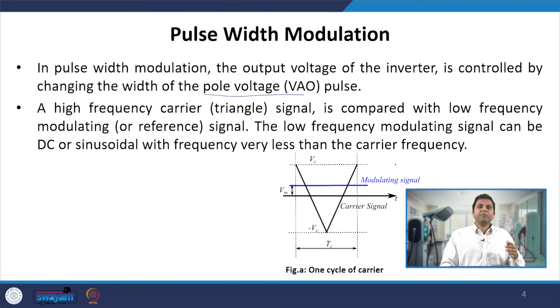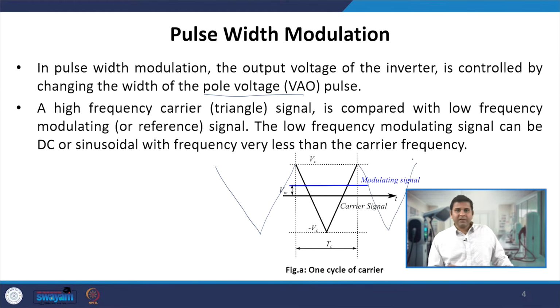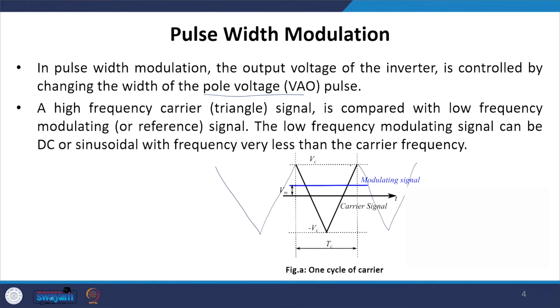Now, the simplest way of doing it is to have a high frequency carrier signal. It could be a triangle, it could be a ramp. Let us take a simple triangle signal which goes from plus Vc to minus Vc and then from minus Vc to plus Vc in one carrier cycle. This pulse then repeats itself in each carrier cycle.